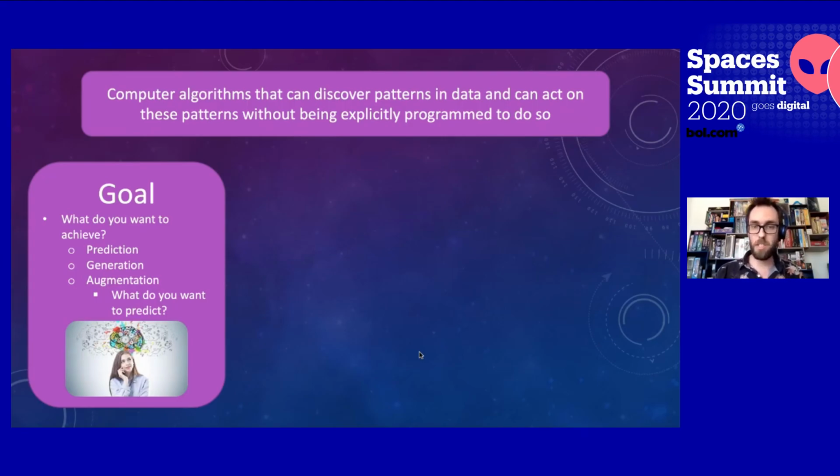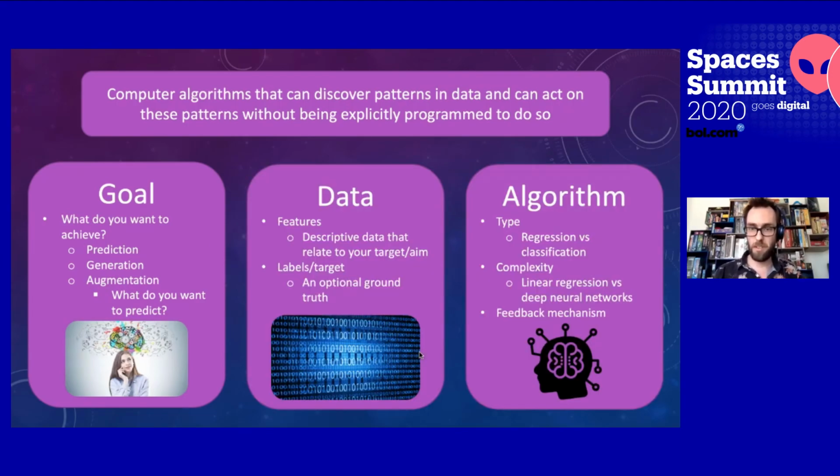And this question basically informs you about the other two things, the data and the algorithm that you want to use. So first of all, the data is very important for a machine learning problem. It can basically be chopped up into different things. You have your features, which is basically your input data to the algorithm, which is data that describes the thing that you want to predict. So it has some kind of relationship to what you want to predict.